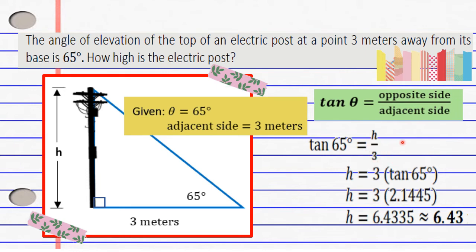We will multiply both sides by 3 so that we'll get the value of h, which is the height. h is now equal to 3 multiplied by tangent 65 degrees. And if we encode tangent 65 degrees in our calculator, we'll have 2.1445. So 3 times 2.1445, h is now equal to 6.4335 or 6.43 meters. Therefore, the post is approximately 6.43 meters tall.